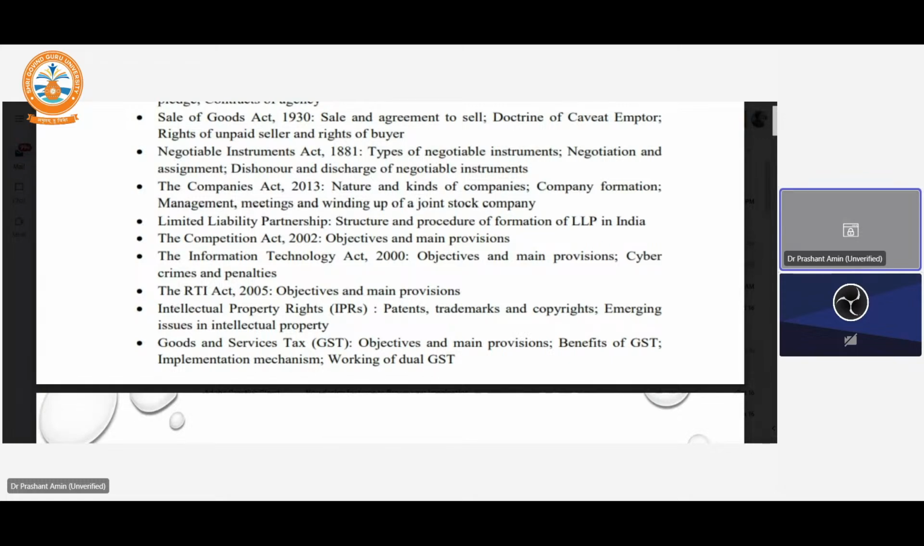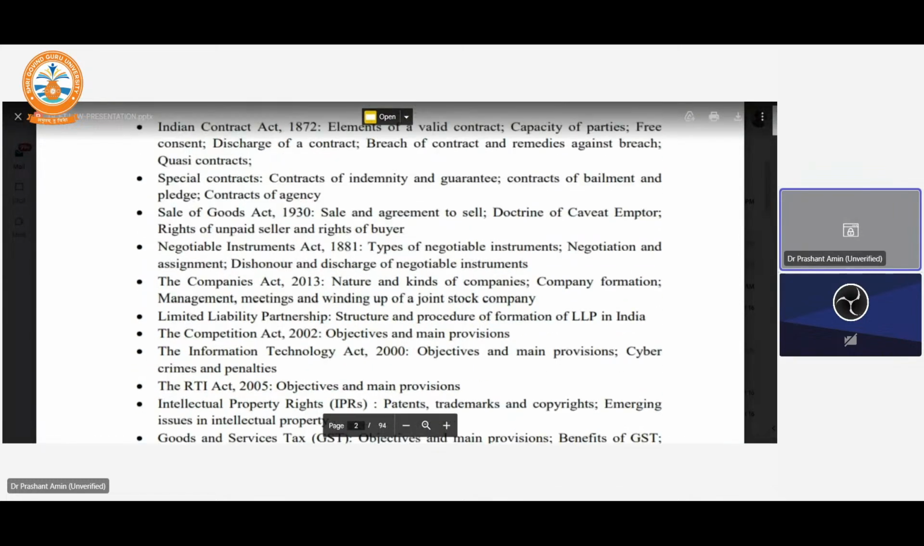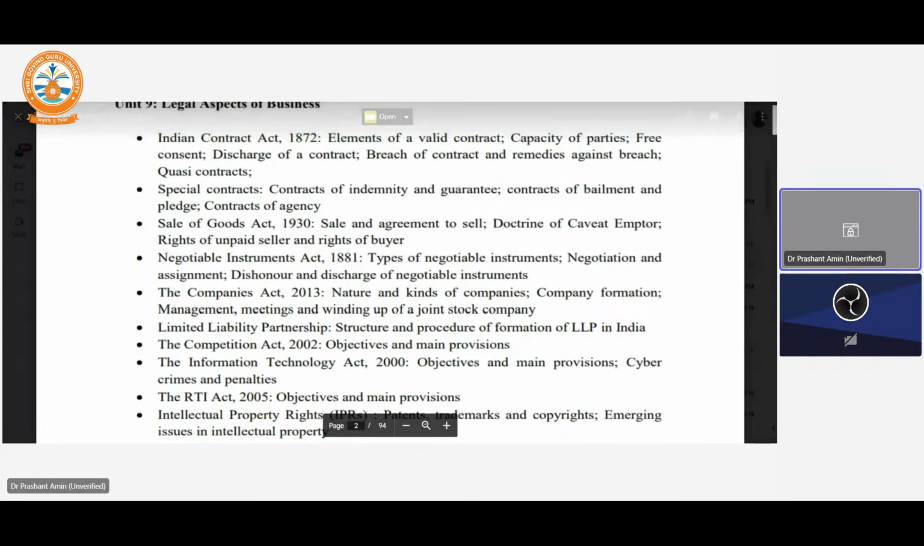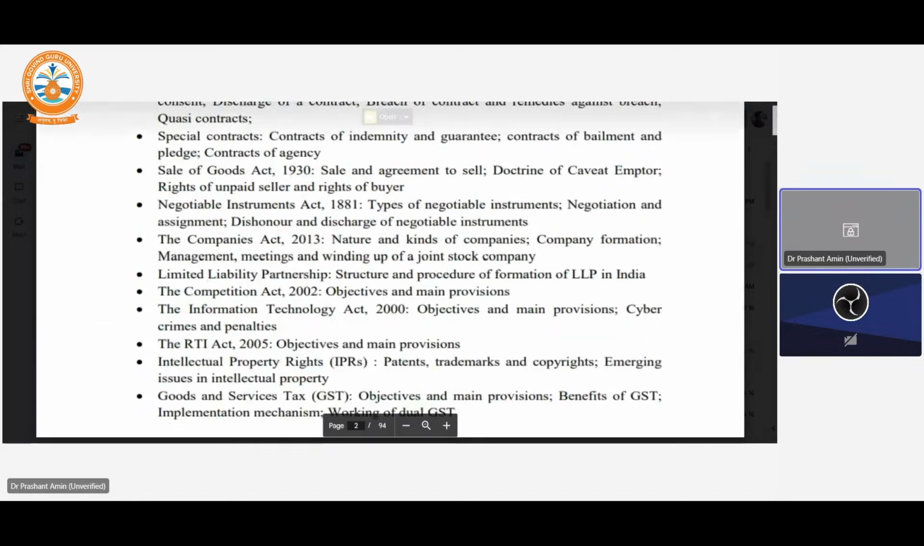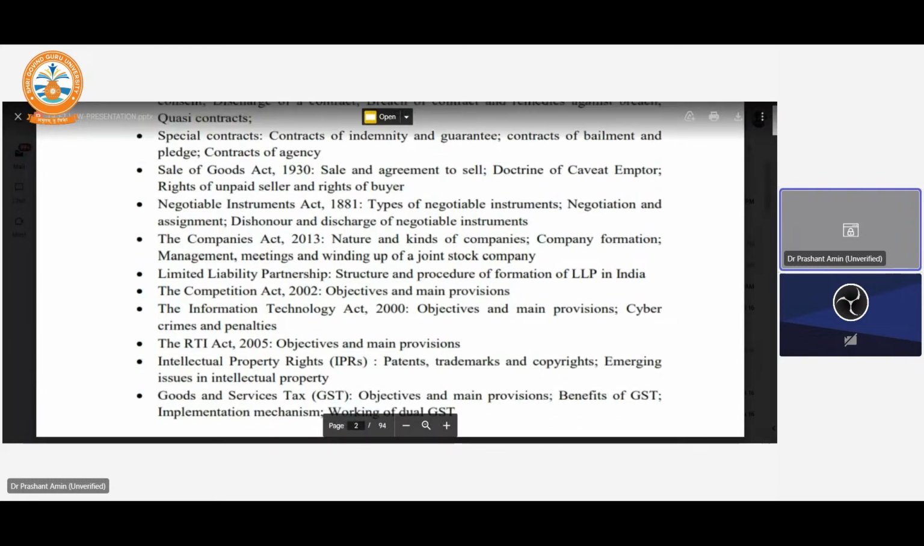So if you look at this particular course, it is divided into two categories. Above there is mercantile law, all the law which is related to the commercial activity, then the acts which are related to the companies, and the last two acts are related to the taxation aspect of the business, right? So this is the entire syllabus, right?